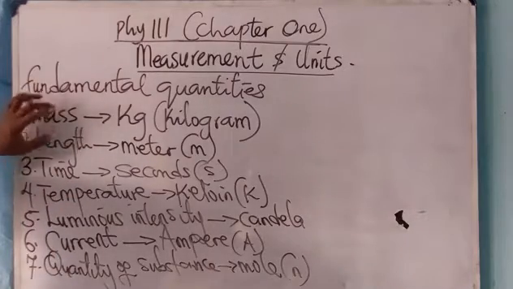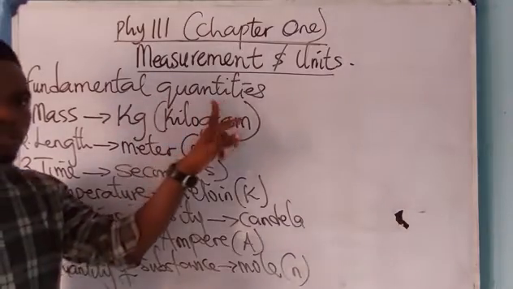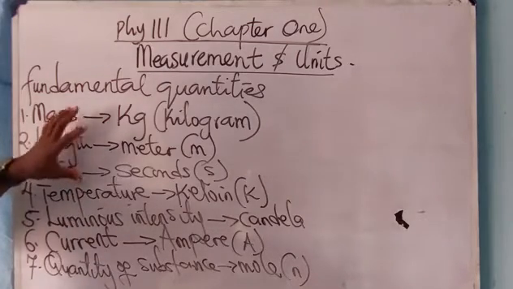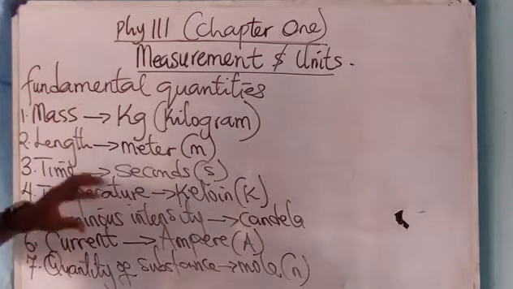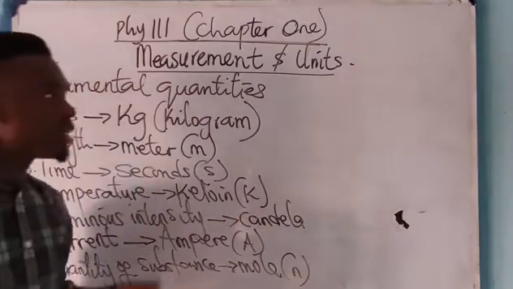So mass, length, and time, I said, are the most commonly known fundamental quantities. If asked which of these make up fundamental quantities, option A will always be this, and any of the options will always be kg, meter, and seconds. Take note of that.